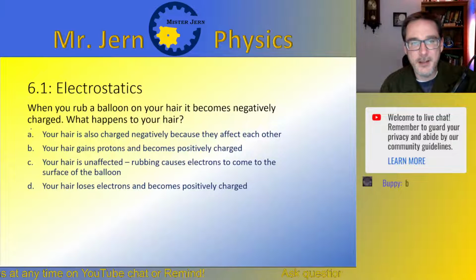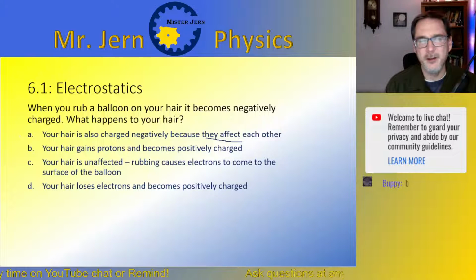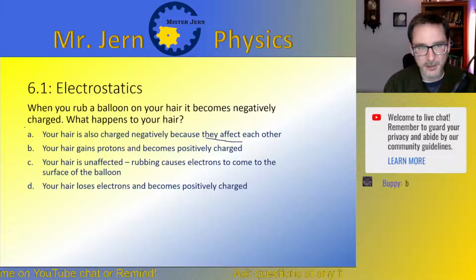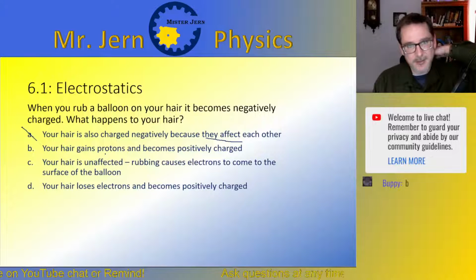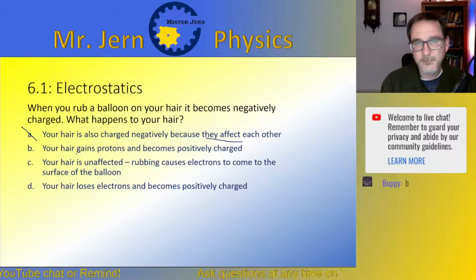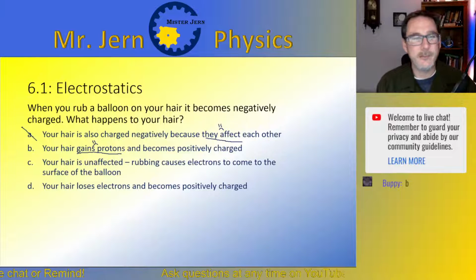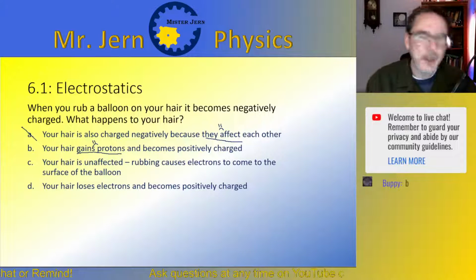Okay, letter A is significantly vague enough that should throw up a little yellow flag for you. They affect each other. All right, we get a little bit more detailed than that in this class. So that's not going to be it. Plus, it doesn't become negative. Gaining protons. So, by the way, this is the frowny face part. Gains protons. No, that cannot happen.